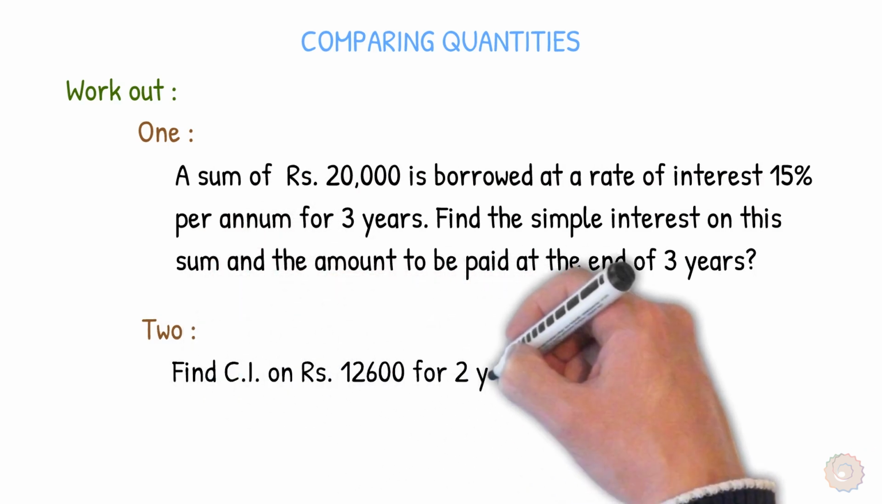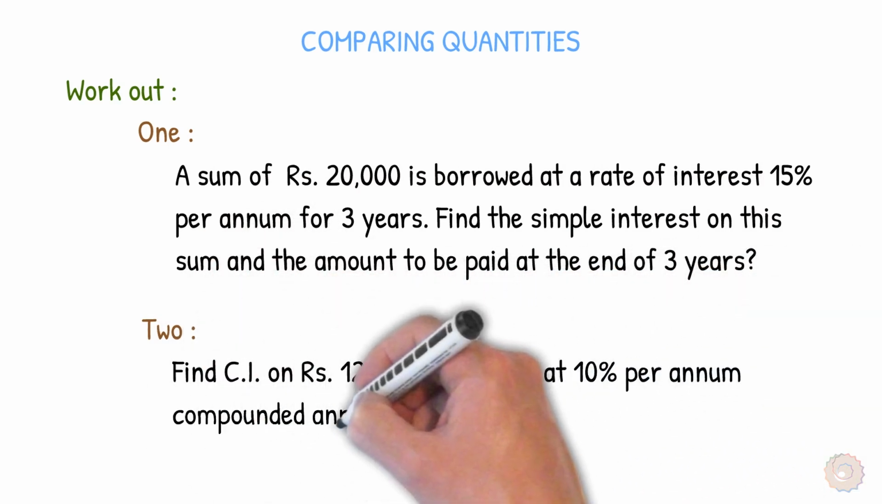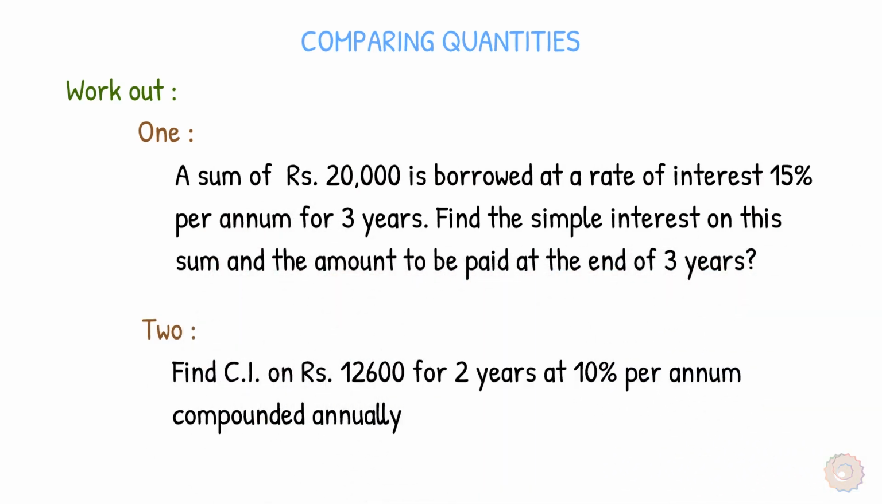2. Find CI on 12,600 for 2 years at 10% per annum compounded annually.